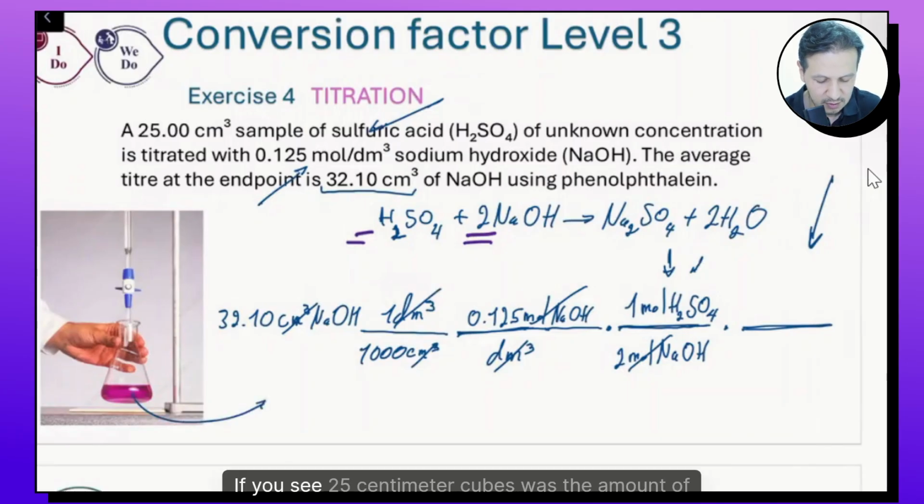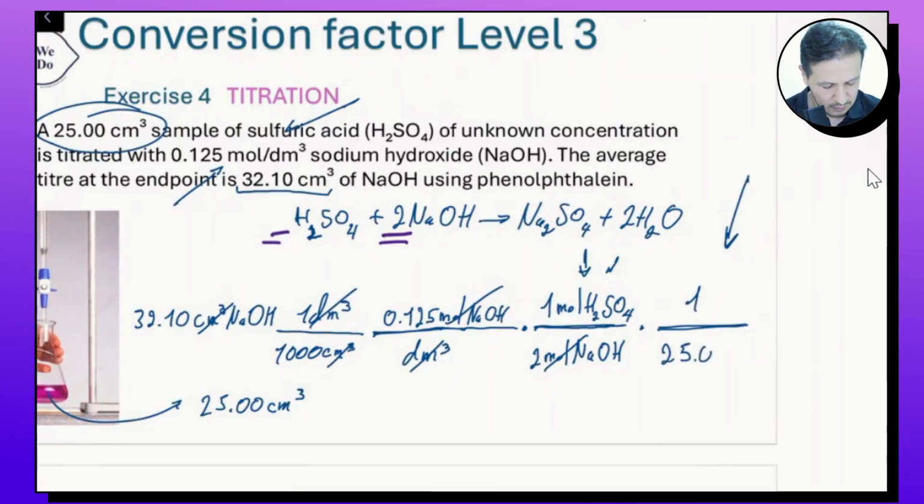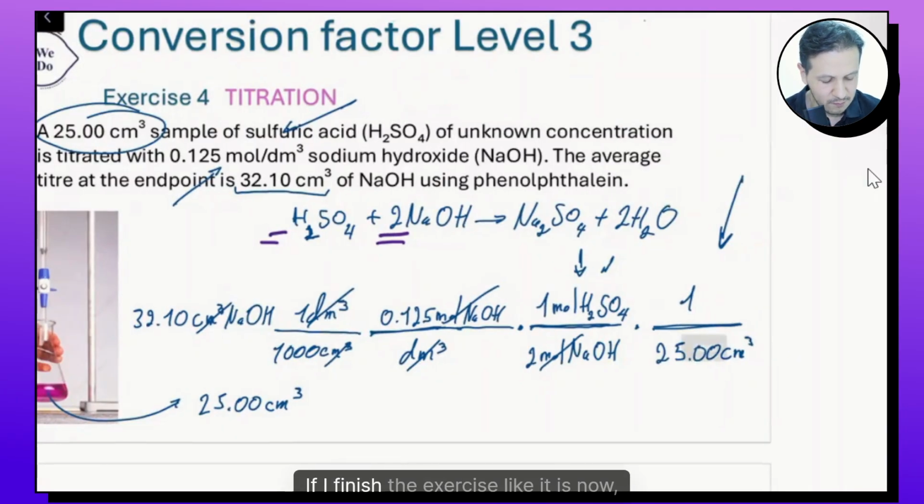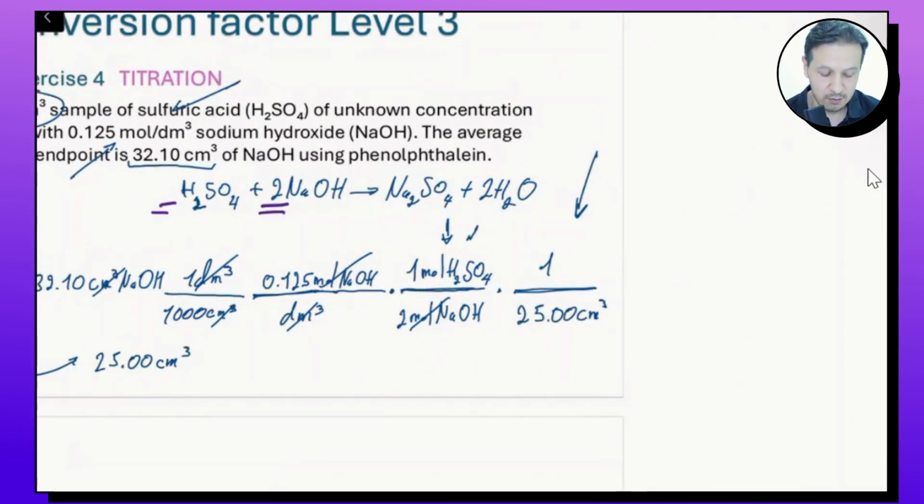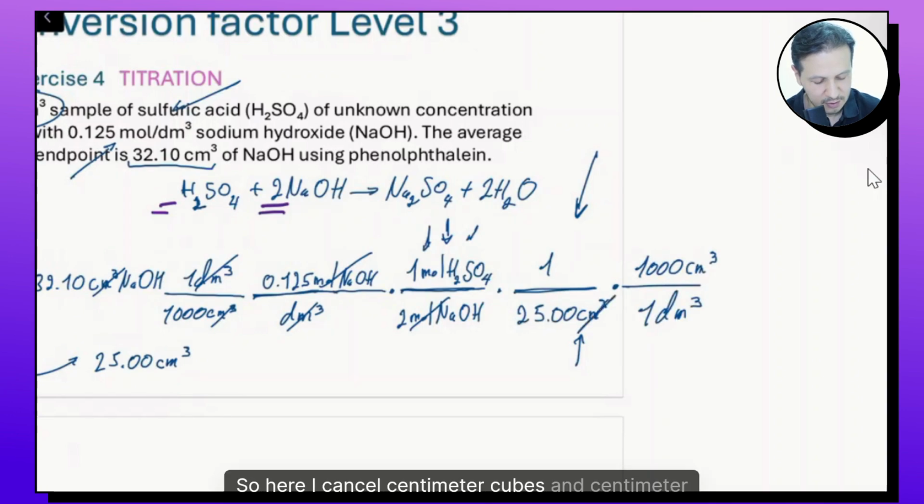If you see, 25 centimeter cubes was the amount of sample. So I will put only one here, 25 centimeter cubes. If I finish the exercise like it is now, the unit will be moles over centimeter cube. But I want to express my unit in moles over decimeter cube. So I will use another factor, and I will put 1000 centimeter cubes is 1 decimeter cube. So here I cancel centimeter cubes and centimeter cube.